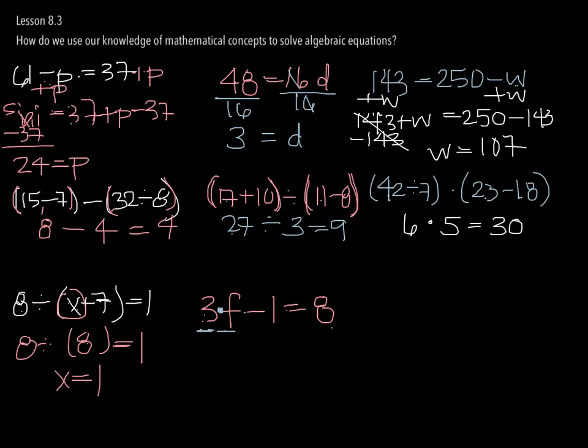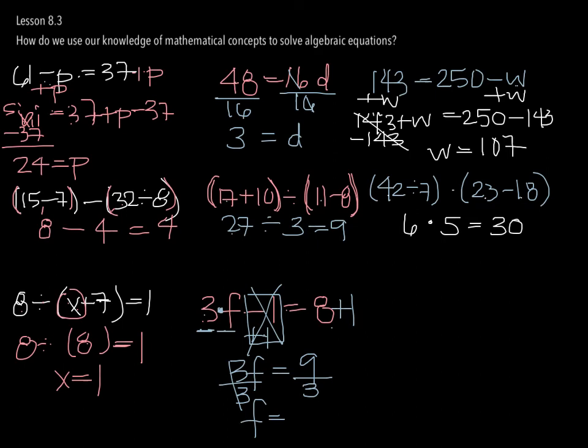So what I'm going to do is I'm going to add 1 because that's the opposite of subtract 1, and they are going to cancel each other out. Whatever I do on one side of the equal sign, I do on the other. So now I have 3f is equal to 9. Now the next step is I'm going to divide by 3 because that's the opposite of multiply by 3. Divide by 3. Whatever I do on one side, I do on the other. So 3 divided by 3 is 1, and I'm just left with f. 9 divided by 3 is going to be 3.